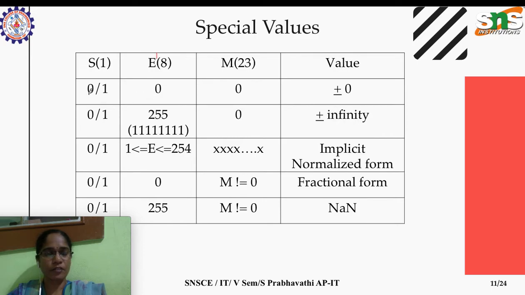Okay, so here if the sign bit is either 1 or 0, and if all the bits of the exponent are 0 and the mantissa is also 0, its floating point value is nothing but either plus 0 or minus 0. If the sign bit is 0, it is plus 0. If the sign bit is 1, the value is minus 0 if the exponent and the mantissa are 0. Okay, similarly, when the exponent is all ones, all 8 bits ones, and the mantissa is 0, its value is infinity, plus infinity or minus infinity based on the sign bit.